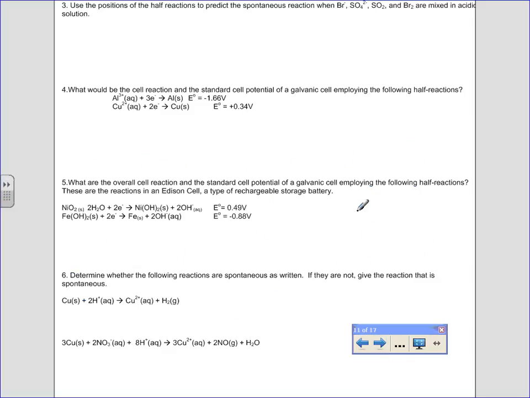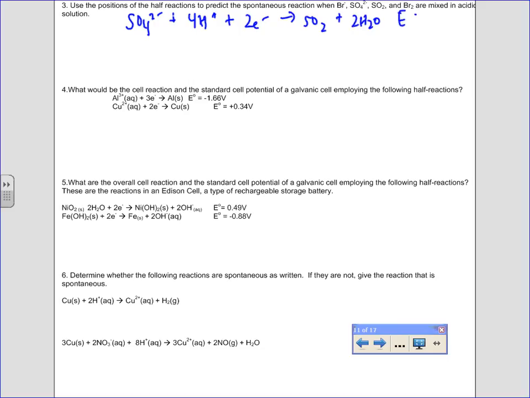In question 3, it asks us to use the positions of the half reactions to predict the spontaneous reaction when Br minus, SO4 2 minus, SO2, and Br2 are mixed in acidic solution. So this one is a little bit less straightforward. What you need to do is look at the reduction potentials and find the appropriate reactions that apply to these conditions that are given. So there's one reaction that is SO4 2 minus plus 4H plus plus 2 electrons going to SO2 plus 2H2O.